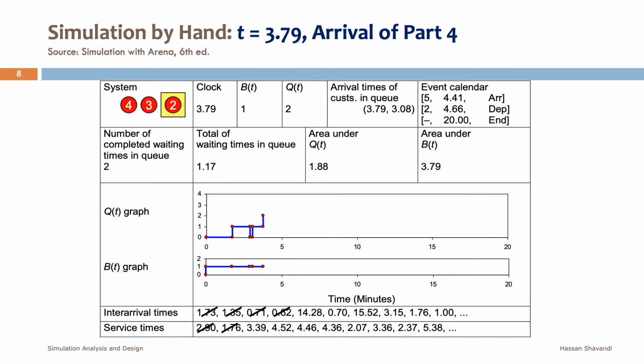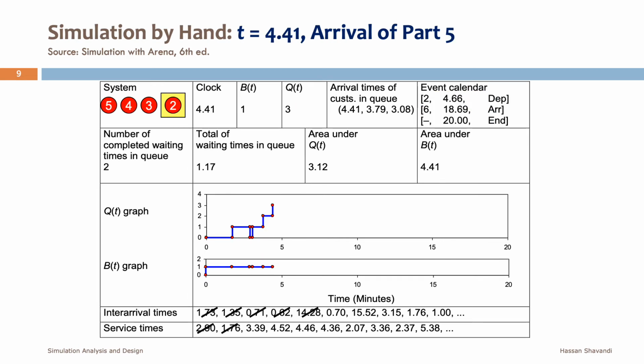Okay, so as you see here, we have part number 4 in the system as well. So we have 2 parts waiting in line. Clock is 3.79, Bt is 1, the server is busy serving part number 2, and Qt is 2. We have 2 parts waiting in line, and this is again our updated FEL at this time. The next event will be arrival of part number 5 at time 4.41. Okay, and again here you see the change of Qt over time, and also Bt.